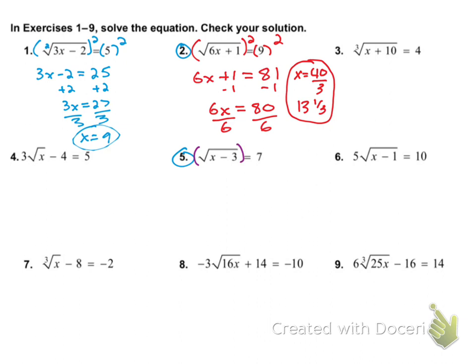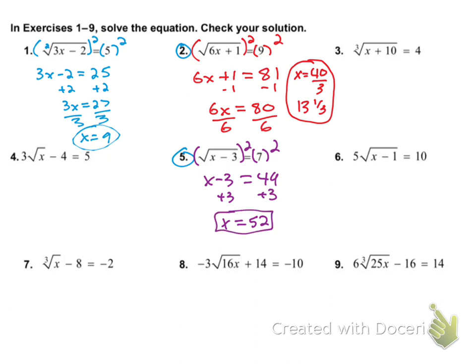Number 5, square both sides. X minus 3 equals 49. Good. X minus 3 equals 49. Add 3. X equals 52.